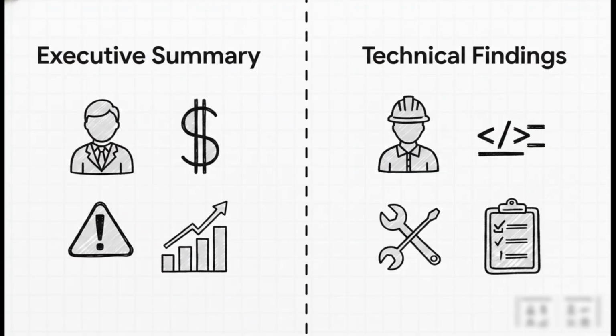A great penetration test report is really two reports in one. You have the executive summary, which speaks to leadership in the language they understand, business risk, and financial impact. Then you have the technical findings, which gives the engineering team everything they need, a detailed, step-by-step guide to reproduce the vulnerability, and more importantly, how to fix it for good.